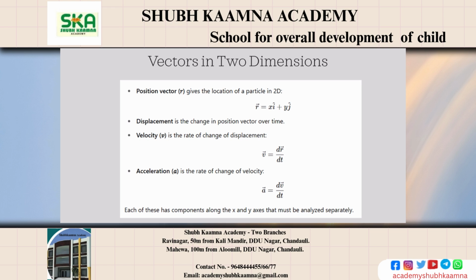Displacement is the change in position vector over time. Velocity vector, which shows how fast and in which direction the object is moving: v bar is equal to d r bar divided by dt. Acceleration is the rate of change of velocity, where a bar is equal to d v bar divided by dt. Each of these has components along the x and y axes, which must be analyzed separately.